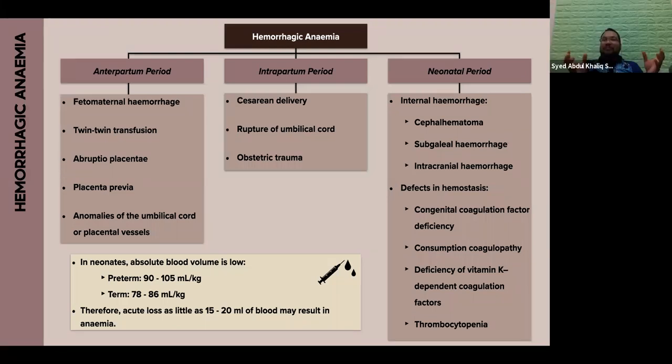For example, a 1 kilo baby and a 3 kilo baby: who has the higher absolute blood volume? Obviously the 3 kilo baby. Even if a term baby has 80 mils per kilo, 80 times 3 is only 240 mils of blood. A preterm baby may have 90 mils per kilo, but their absolute blood volume is just 90 as compared to 240. So in terms of mils per kilo, the younger and smaller the baby, the higher it is, but the absolute number is less because of their size.